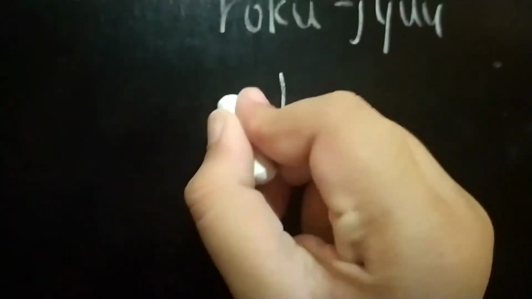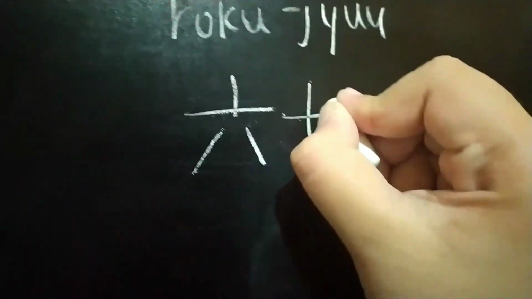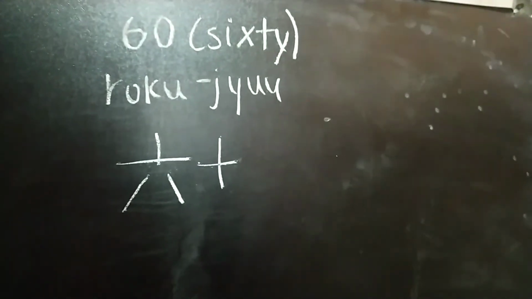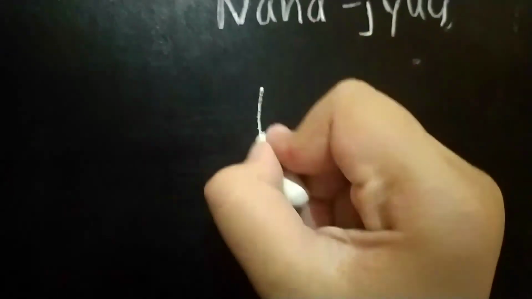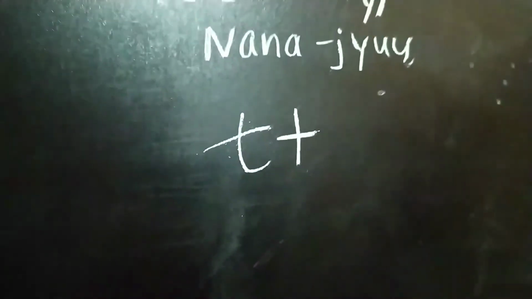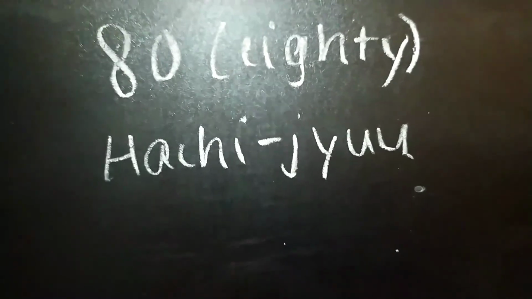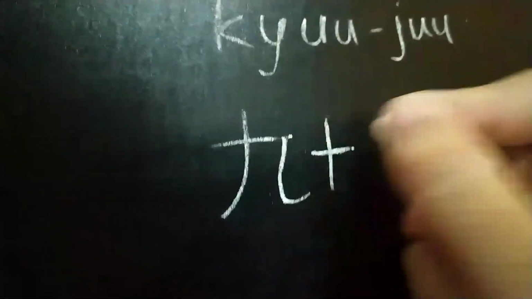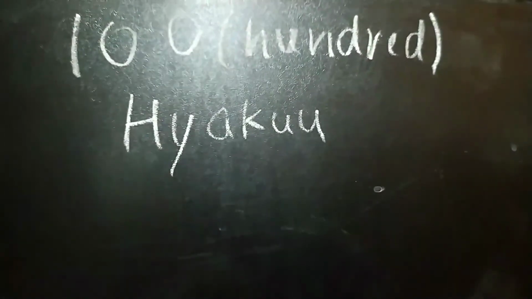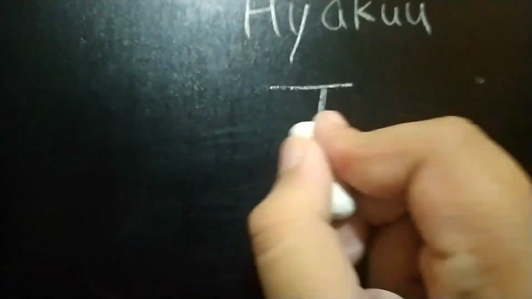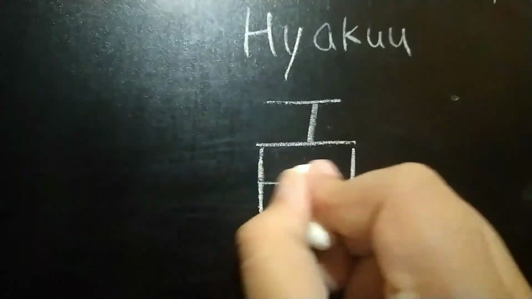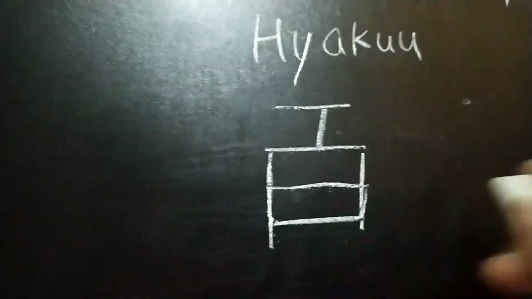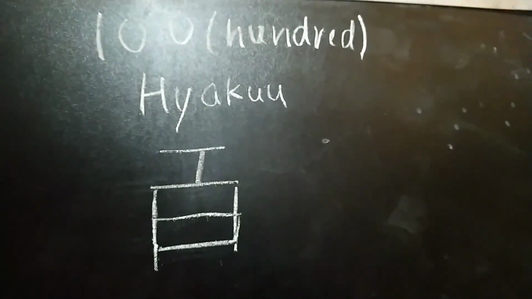Next one, 60. Rokuju. Next, 70. Nanaju. Next one is 80. Hachiju. Next one is 90. Kyuju. And 100. So it's called hyaku. 100.